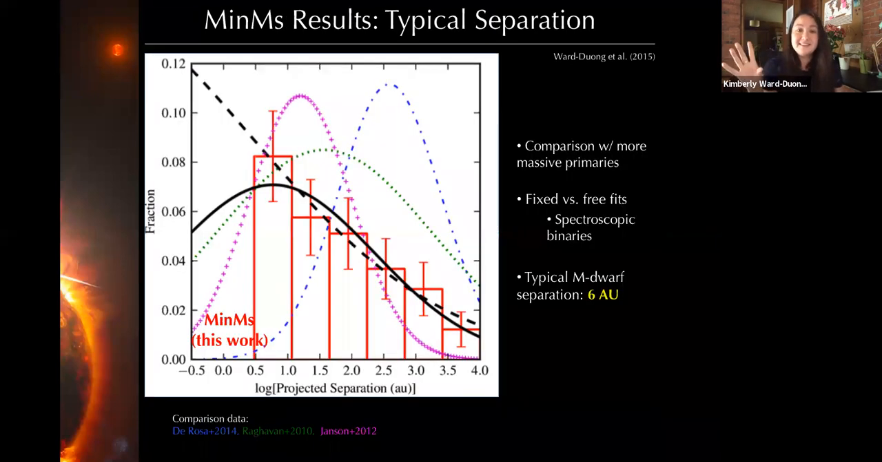So I'm going to talk through these sort of busy plots just to give you some framework for what we should understand about low mass stars. This is just a histogram showing the fraction of systems as a function of the separation of the binary.